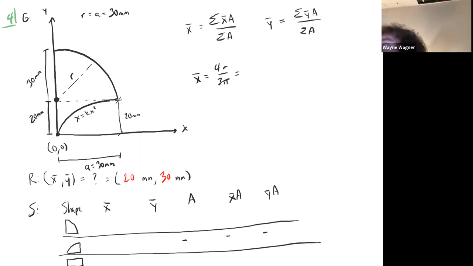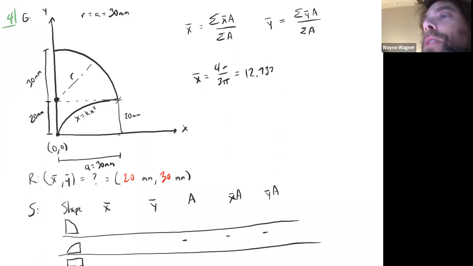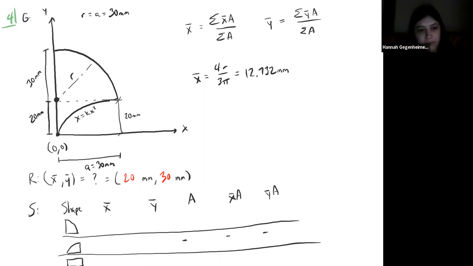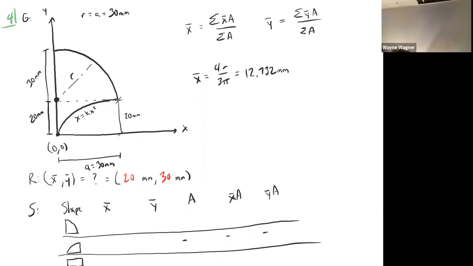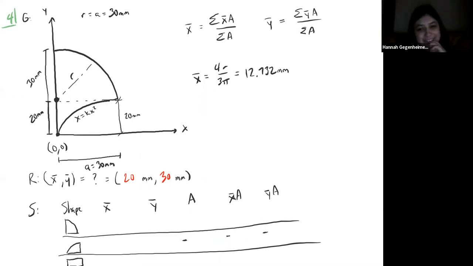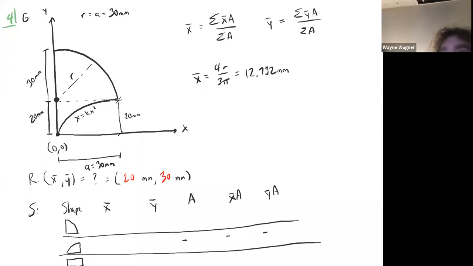40 divided by pi. Hopefully I won't mess this one up. So that's 12.732 millimeters. Which side is that measured from? The left, right, because that's the flat side. So am I writing down 12.732 or something else? 12.732. Perfect. So the X bar is 12.732 millimeters.